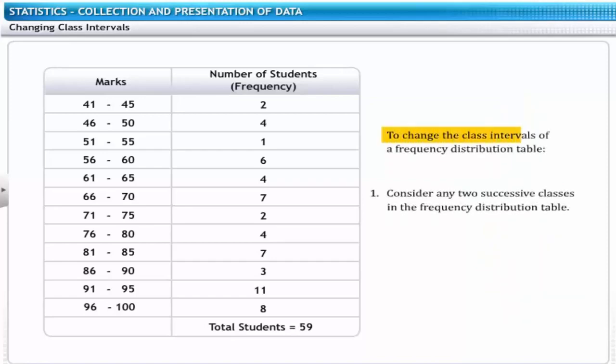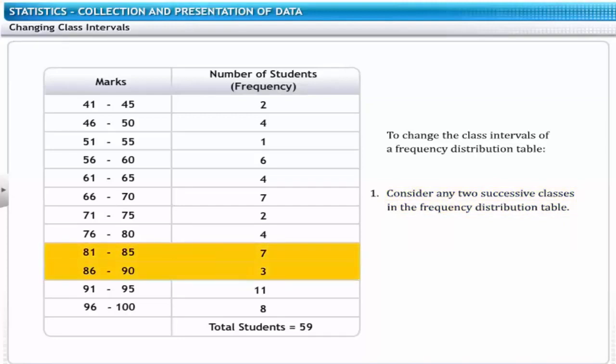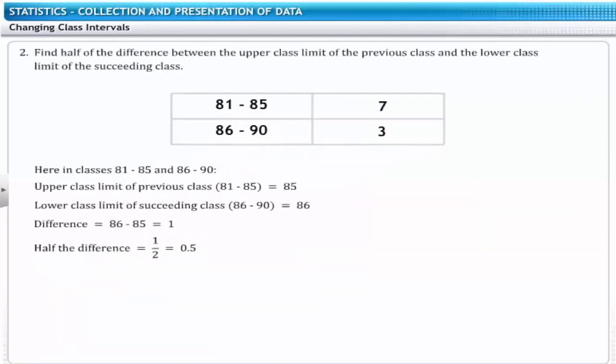To change the class intervals of a frequency distribution table, the first step is to consider any two successive classes in the table. Here, let us consider the classes 81 to 85 and 86 to 90. The second step is to find half of the difference between the upper class limit of the previous class and the lower class limit of the succeeding class. Here, this difference between 86 and 85 is equal to 1. Half of this difference is 0.5.